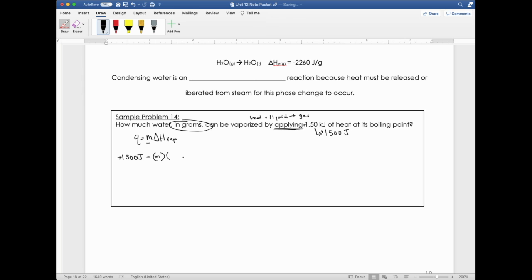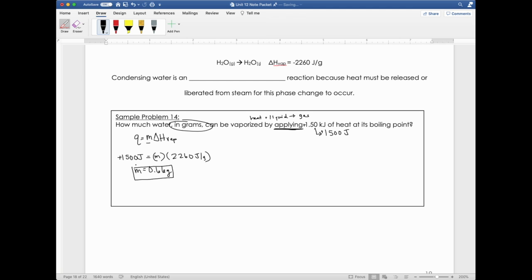And again, normally this value would be given to you, but in this case, because we only talked about water so far, we're just going to use the positive value for the enthalpy of vaporization because we are applying heat to the system. So it requires 2,260 joules per gram of energy. And when you solve for that, you should get a mass of 0.66. So you could vaporize 0.66 grams of water if you apply 1,500 joules of energy to that system.